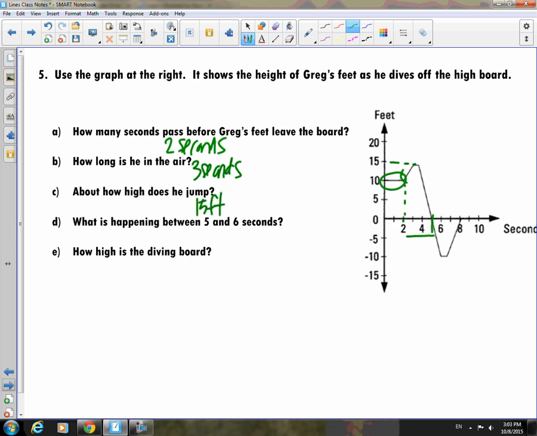What is happening between 5 and 6? So that's down here. Well, he is underwater, hopefully holding his breath. And how high is the diving board? Well, that's when he's standing on it. So right there, it's 10 feet. So that was just kind of looking at the rates of change and reading the graph.